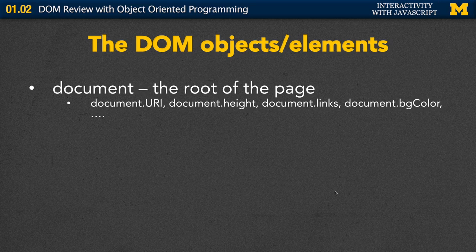So let's talk about some of these DOM objects, or elements as we call them. The first one, kind of the root of your entire page, is the document. So if you wanted to, you could find out what the document URL is, what the height of the document is, all the different links that are in the document, background color.